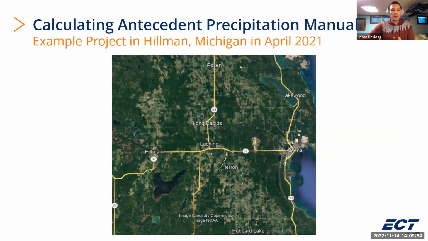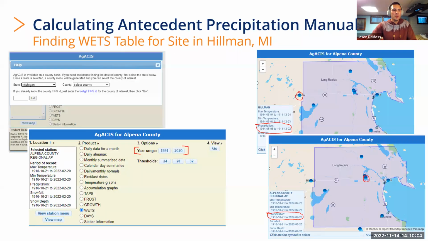So let's say that we have a project in Hillman, Michigan, which is in the northeastern Lower Peninsula. And let's say that we go to the site in April of 2021. So when you go to the Ag ACIS website, this is sort of what it first looks like, this blank page where it says here, state, Michigan, and then you have to select a county. So Hillman is in Alpena County, or actually it's not in Alpena County, it's directly west.